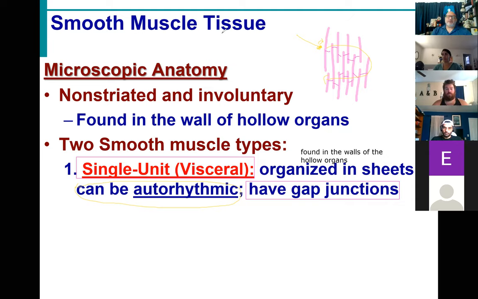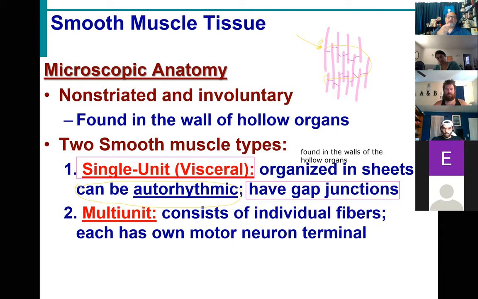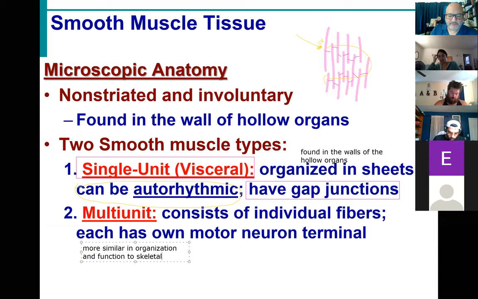But remember, this wasn't the only place we found smooth muscle. Remember, for instance, we found smooth muscle in our erector pili muscles. We find smooth muscles inside of our eyes that change our focus or change the diameter of our pupil and things like that. And that type of smooth muscle is what is called multi-unit. Multi-unit is more similar in organization, let's say it that way, in organization and function to skeletal muscle. It is bound together in bundles, not quite a fascicle, but it's bound in bundles that are at least like fascicles.